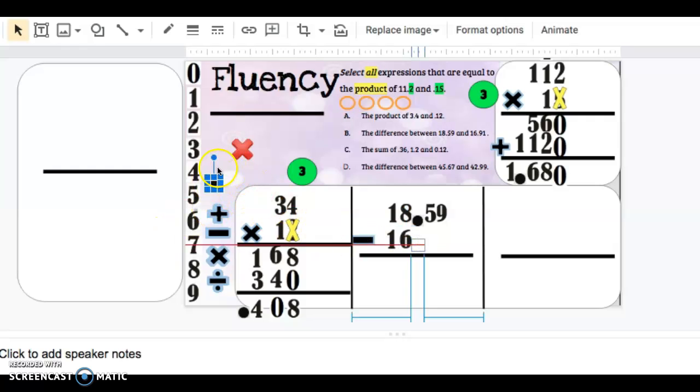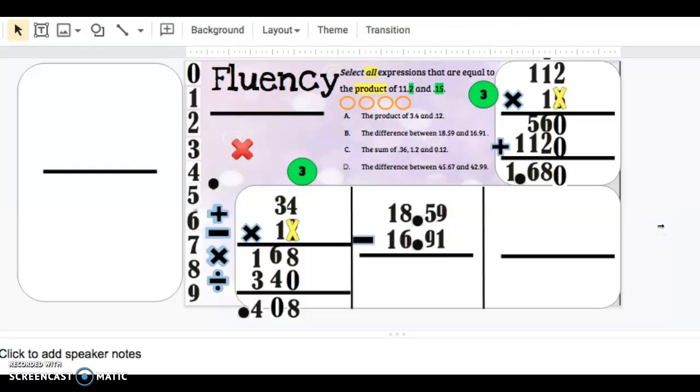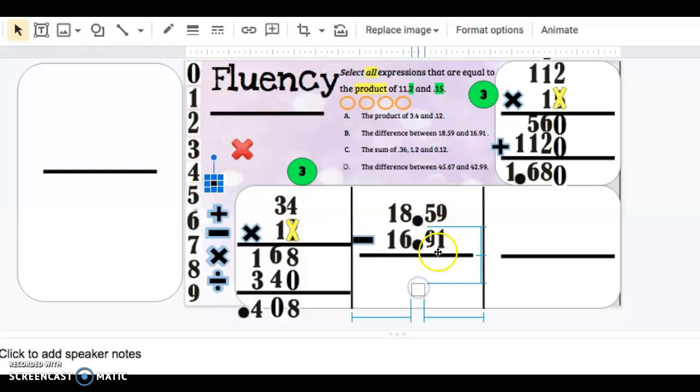My decimals are lined up. My 9 is in the tenths place, so I put my 9 under the 5 in the tenths place. And I put my 1 in the hundredths place under the 9 in the hundredths place. And now that I'm subtracting, I'm going to drop that decimal point down. So I'm going to drop it like it's hot. Dropping it down. 9 minus 1 is 8.